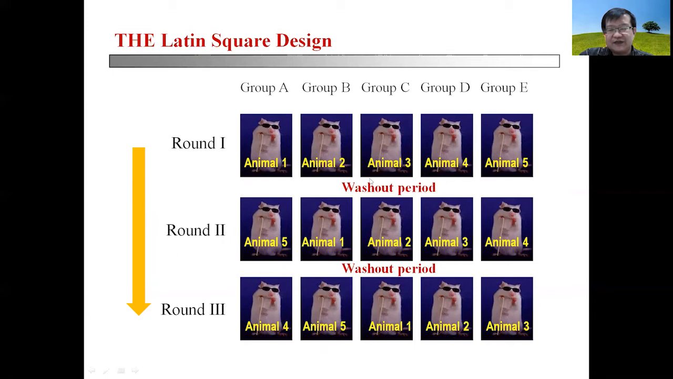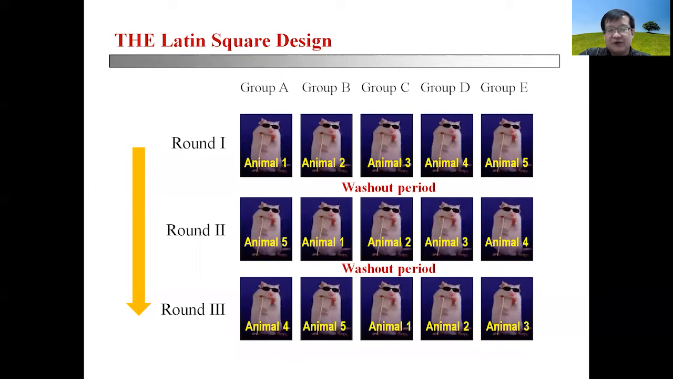By round 2, after a washout period, animal number 5 will go to group A, and so on and so forth. So you repeat this typically for 5 rounds until all animals are assigned to all groups. When you complete the 5 cycles required, you effectively will have 5 animals per group and 25 animals for the overall groups.